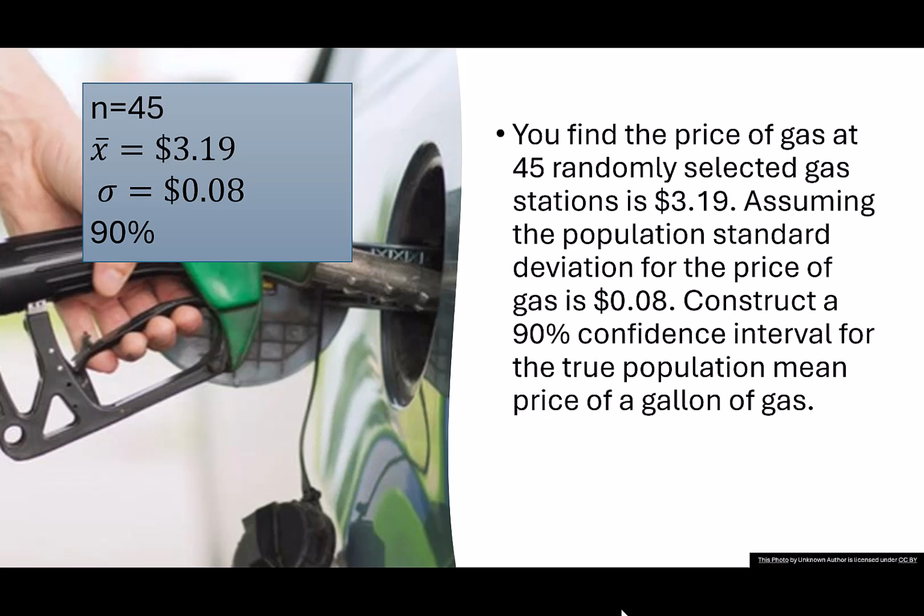In this problem, our n is 45. Our sample mean was $3.19, but we were given the population standard deviation sigma that was equal to 0.08. Because we have sigma, we get to use a normal distribution. That'll show up as a z-test when we go to Minitab. This time our confidence level is 90%.